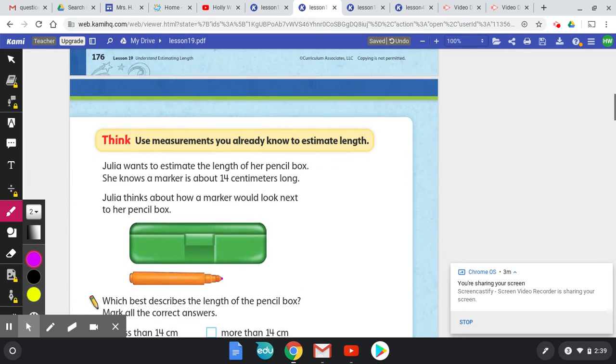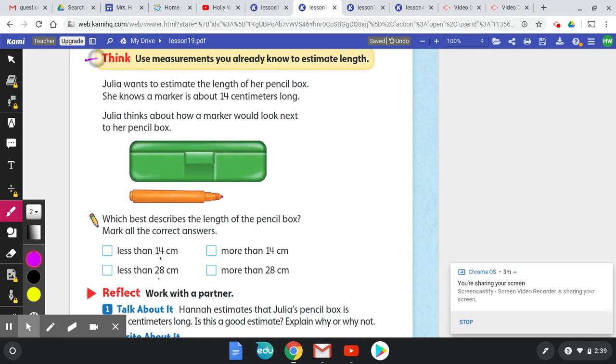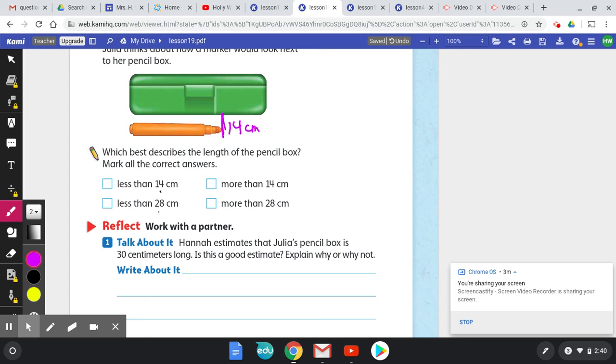All right, so let's look at the next page, 177. It says think. Use measurements that you already know to estimate length. Julia wants to estimate the length of her pencil box. And she knows that a marker is about 14 centimeters long. And Julia thinks about how a marker would look next to her pencil box. So she's saying that this marker is about 14 centimeters long. So remember that. And it's about right there to her pencil box. So now it says, which best describes the length of the pencil box? Mark all the correct answers.